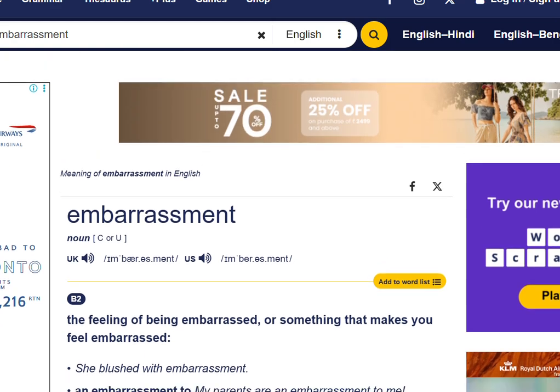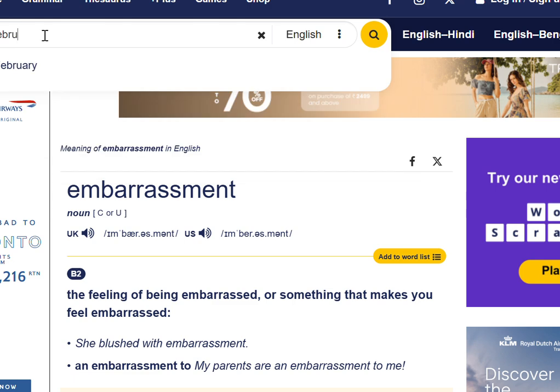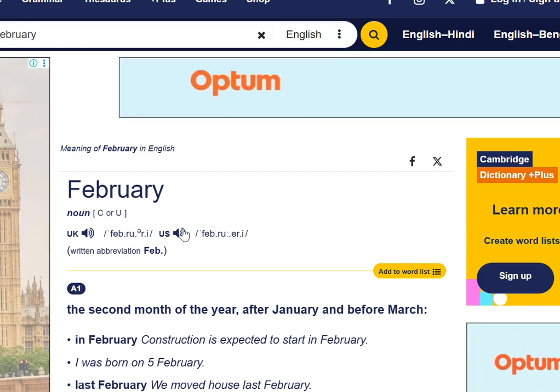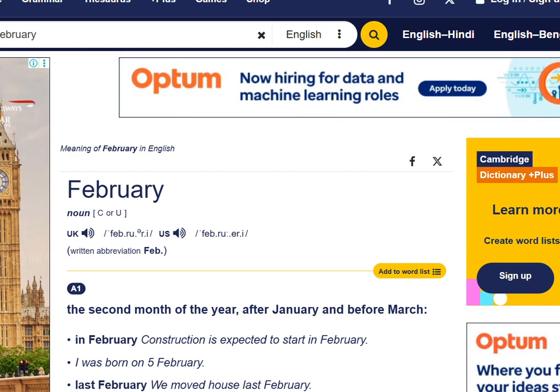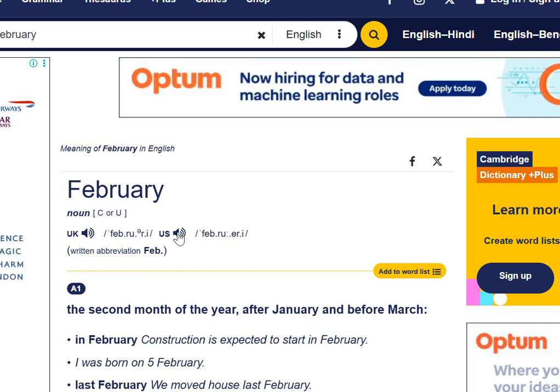How many of you know this word? I think most probably everyone, because it is one of the months in a year. It's a month in the year, right? February. Coming to the pronunciation, it is pronounced February. You heard it, right? February, February.